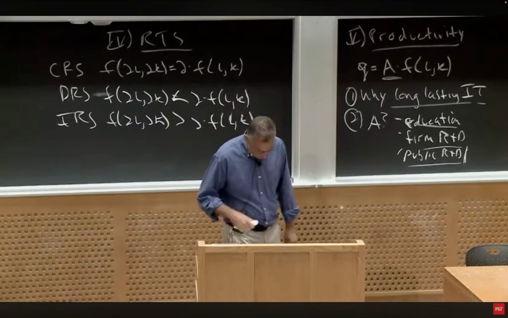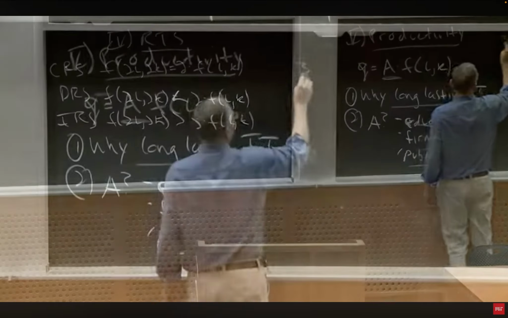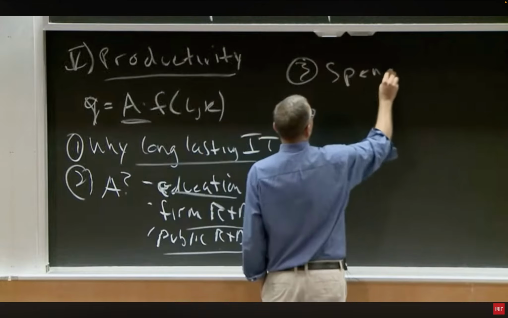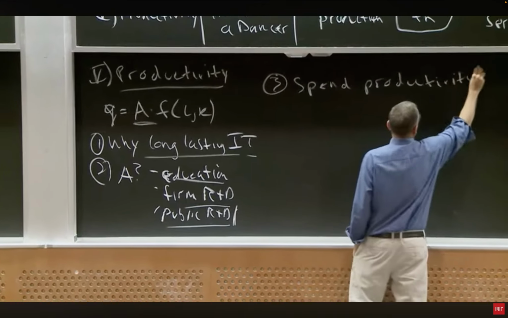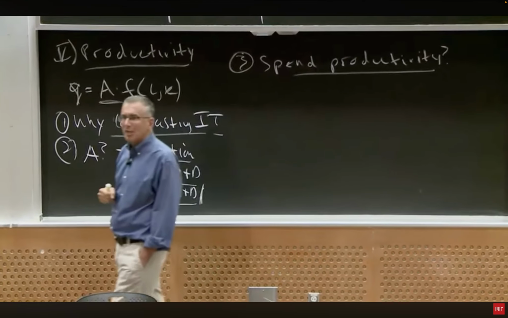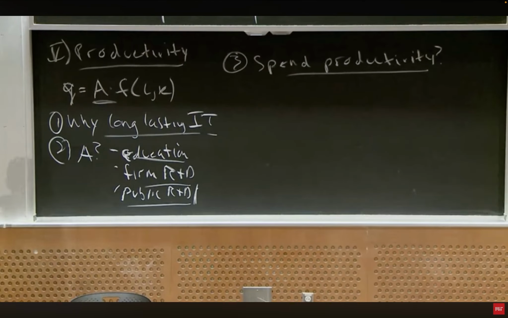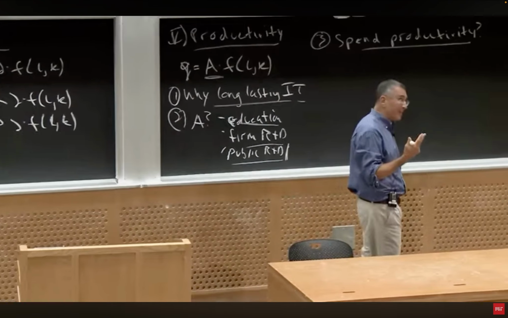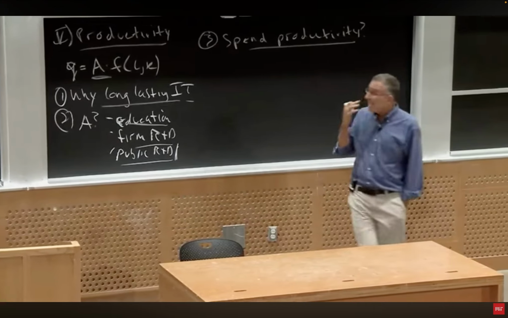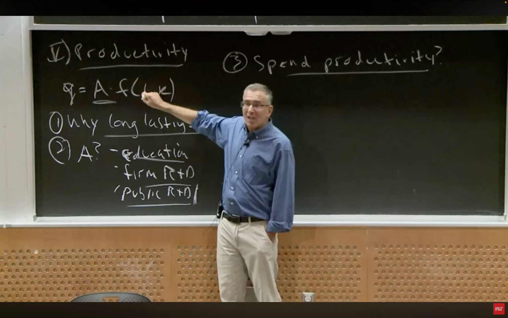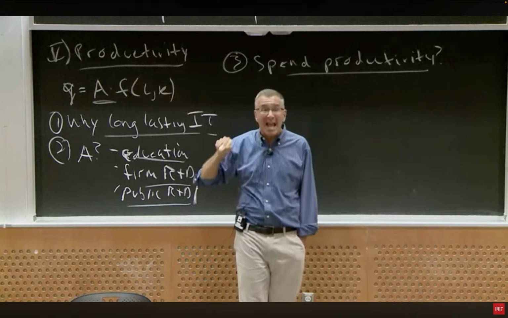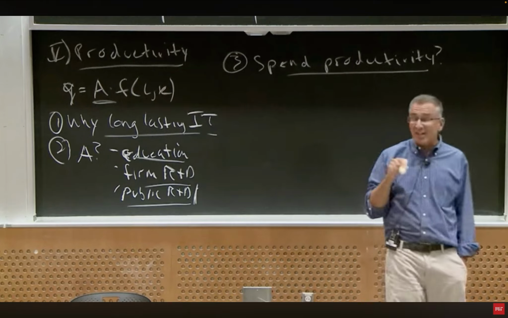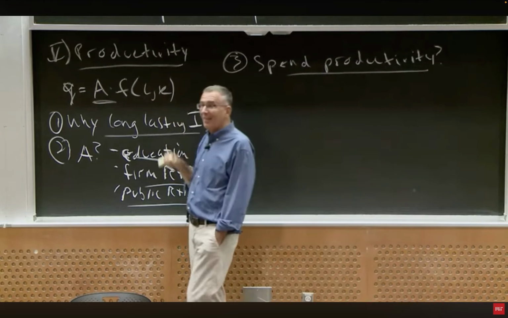Third question, third point: how should we spend productivity? And here's what I mean by that. Imagine you have a cool new idea that can make things more efficient. Take Henry Ford's idea. He could do two things with that. One is he could make more cars. Two is he could give people more time off. If A goes up, you can reduce L and end up with the same amount of output. There's no reason an increase in A has to go into more Q. An increase in A could go into less L, which people like. They like time off.